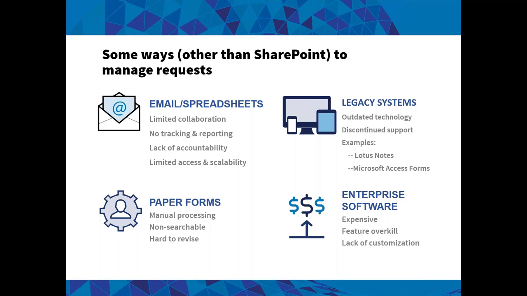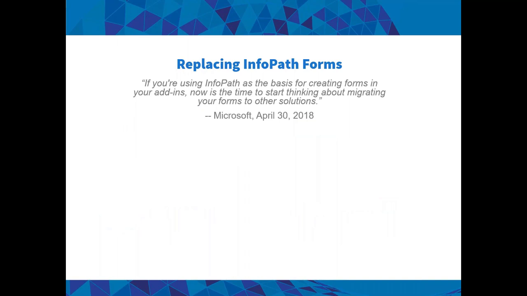So there's some situation, they're trying to solve that problem of business process automation using these various tools and running into some difficulties, either with limited capabilities or manual processing, or the systems are outdated or whatever. One that we're running into right now is InfoPath Forms. So a lot of this webinar is focused on replacing InfoPath forms.